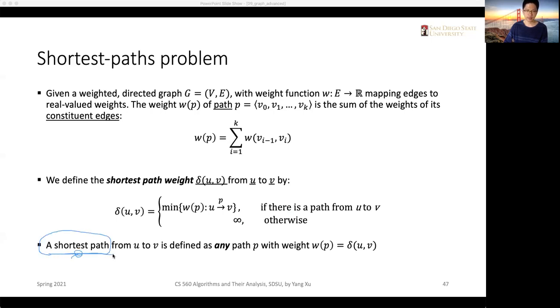And again, lastly, the shortest path is not necessarily unique. The shortest path from u to v can be any path as long as the weight of it is the shortest path weight, right? As long as we know the shortest path weight, what is the minimal weight of it, and as long as we find a path that has the shortest path weight, then we can call it a shortest path. So the paths that have such a minimal weight are not necessarily unique.